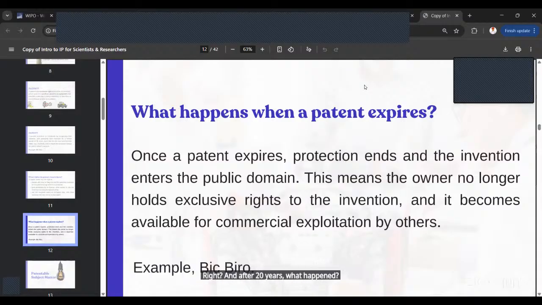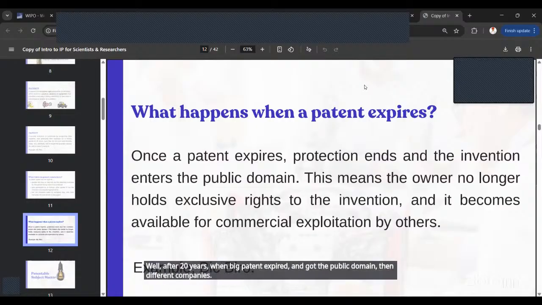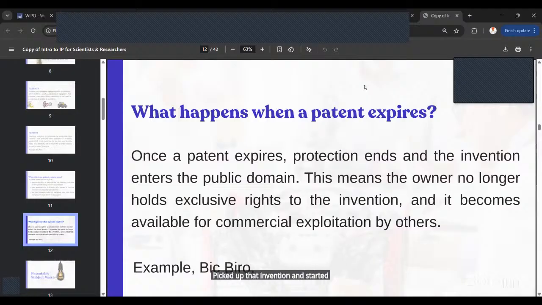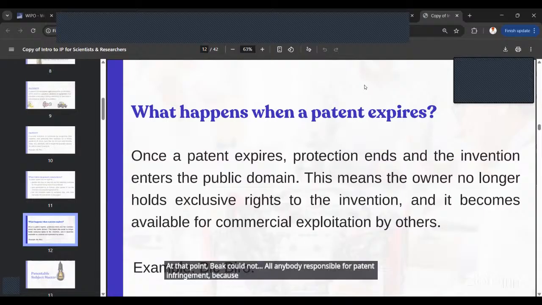Lucky Cora, Cora Lucky, right? It is still the same Bic patent. But after 20 years, when Bic's patent expired and got to the public domain, different companies picked up that invention and started commercializing it because it has expired. At that point, Bic could not hold anybody responsible for patent infringement because their right had expired. And we now got different people coming up with different names of biros because it has expired.